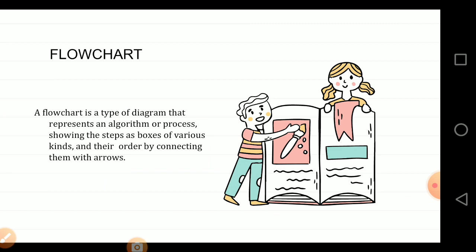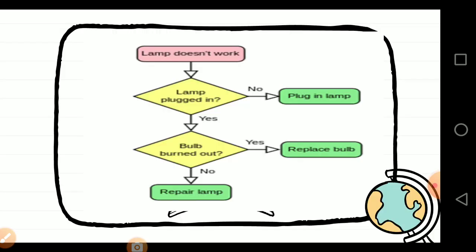So, see the definition. A flowchart is a type of diagram that represents an algorithm or process, showing the steps as boxes of various kinds and their order by connecting them with arrows. We'll see an example of an algorithm.